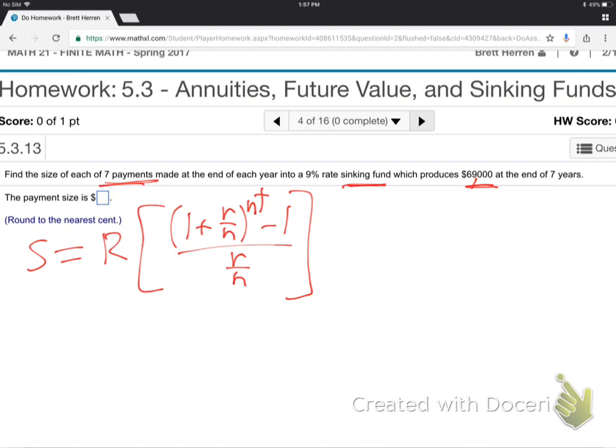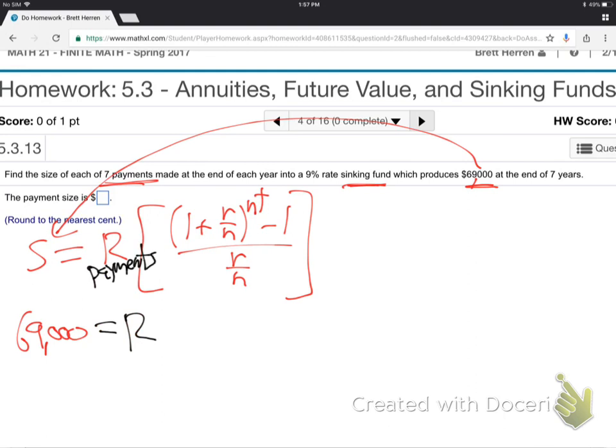So the 69,000, that goes right here, doesn't it? That's the amount of money it produces in the end. That's what the pile is in the end. That makes sense? Now that's the pile at the end. And they're asking me for the payments. So remember, the R is the payments, and the S is the pile at the end. They're asking me for the payments. They're telling me the pile at the end is 69,000.